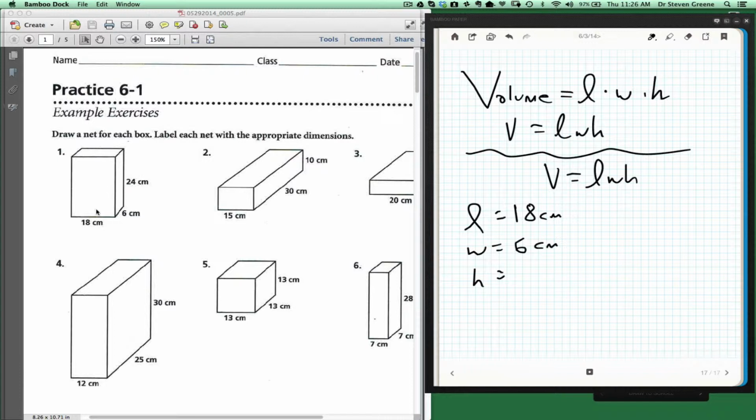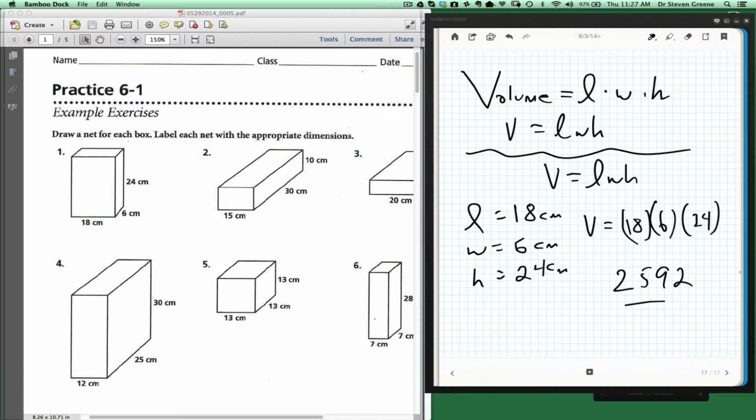Now the height is going to go from the base up. So in this case, the height is 24 centimeters. Awesome. So here's all we really have to do. There's not a ton of math going on here. We're just going to take these three numbers and we're going to multiply them. Now, math genius that you are, I don't know if you need to use a calculator or not, but 18 times 6 times 24 is 2,592. Now we're missing one thing because these are centimeters, right?